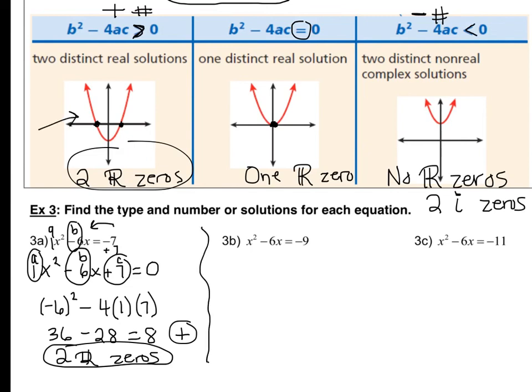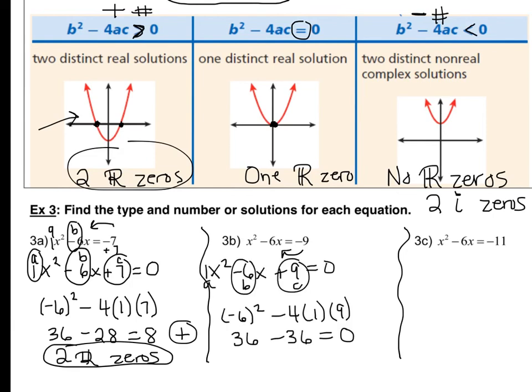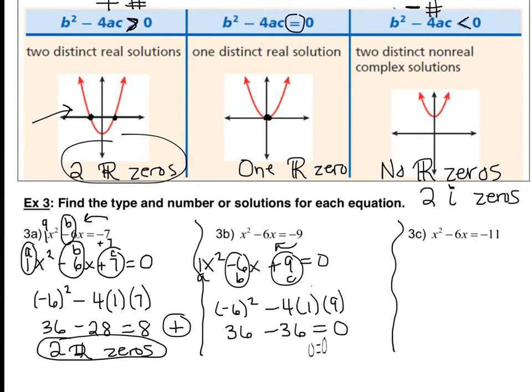All right, let's see if you can figure out 3b. First, you're going to need to make sure it's in standard form. So first, you're going to need to bring the 9 over. Hopefully, you moved the 9 over and you knew that c was positive 9. So you ended up with 36 minus 36, which equals 0. So this is the kind that's in the middle. We're going to end up with 1 real zero. So that's our answer, 1 real zero.